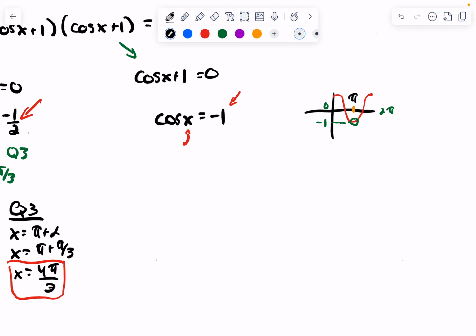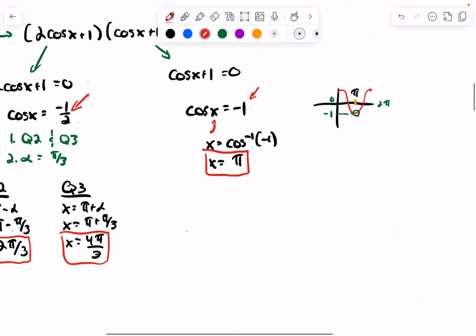So in this quadrant, you don't even have to do the whole quadrant and acute angle thing. You can just simply say cosine inverse negative 1. X has to be equal to only one solution on this side because there's only one solution in your 0 to 2 pi domain that can result in a cosine having a value of negative 1.